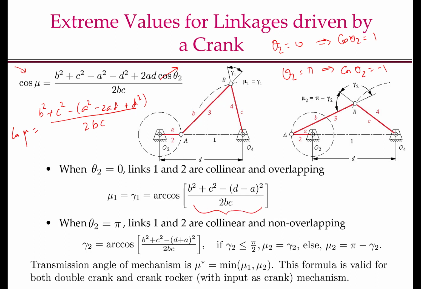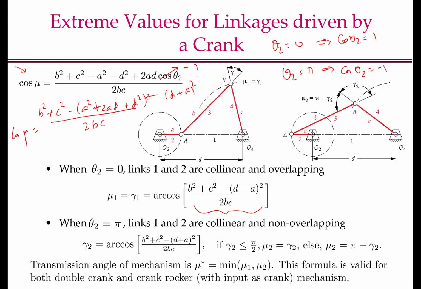When theta 2 equal to pi, cos theta 2 is minus 1. So we have cos mu equal to b square plus c square minus a square plus 2ad plus d square. So mu equal to cos inverse b square plus c square minus d plus a whole square by 2bc. Because this term in the parenthesis here is d plus a whole square.